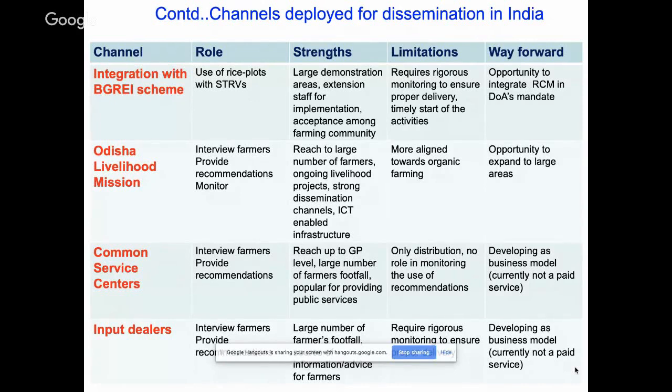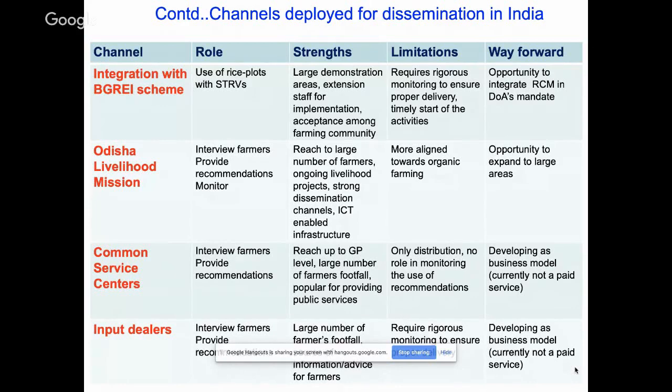Also, looking at the input dealers, these are the people to whom farmers usually go for any kind of information. Whenever they go to buy inputs, they ask, what should we do? If we are able to train these input dealers in providing relevant context-specific information to the farmers, that could be a good achievement for us. This can also be developed as a business model where they charge for the information along with the inputs that they are providing.